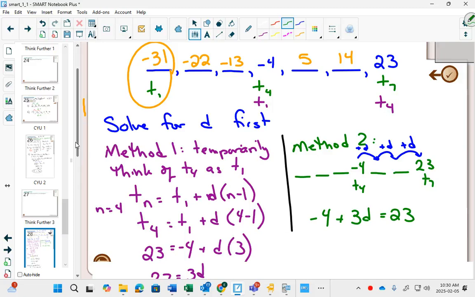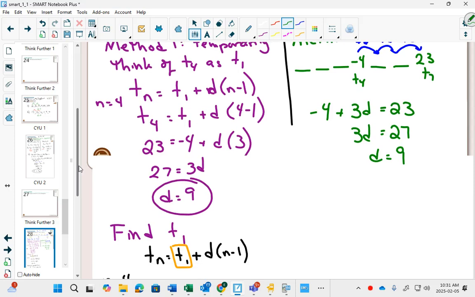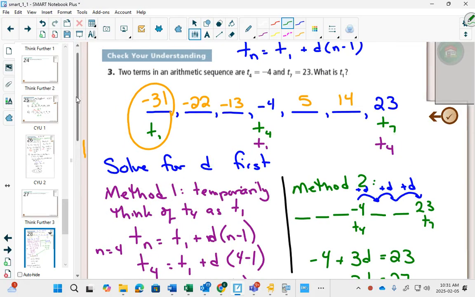So the nice thing about the logic method is that you're not manipulating formulas and doing a lot of extra thinking. You just made a logical statement. If I start at negative 4 and there's a common difference, that means if I add that D 3 times, I'm going to get to 23. Well, this is easy to solve for. 3D, add the 4 to the other side is 27. Divide, and you get D equals 9. Once you get D equals 9, we go to find term 1 just like we did in the last one. You can either use the formula or what we did in the orange, work your way backwards.